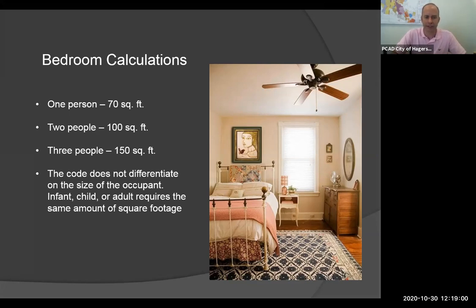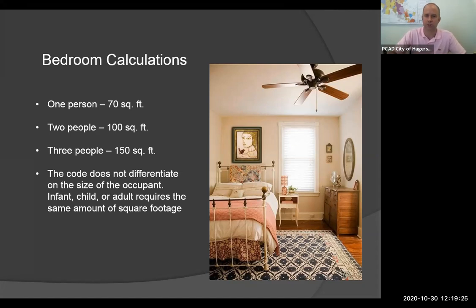So bedroom calculations is that for one person, you have to have 70 square feet. So that's at least a 7-foot wide room by at least 10 foot deep. For 2 people, you need 100 square feet. And for 3 people, 150 square feet. And the code goes up from there where it's 50 square feet for each person thereafter. So for 4 people, it would be 200 square feet, 5 people, 250, and so on.